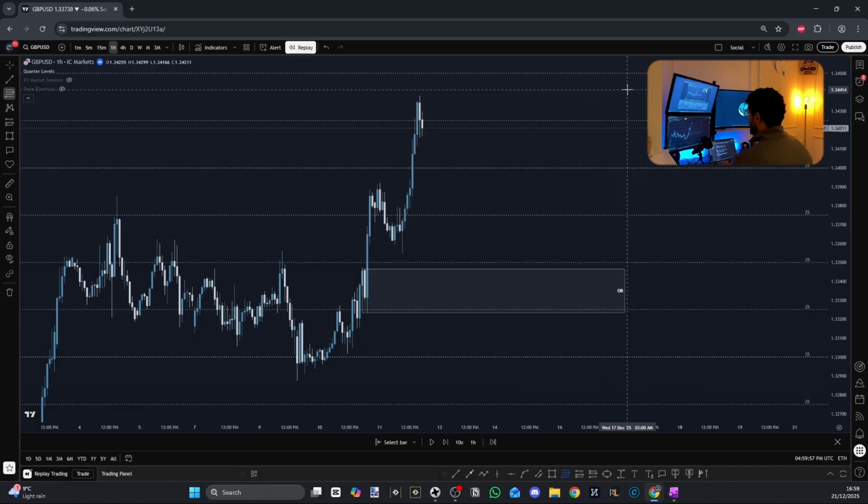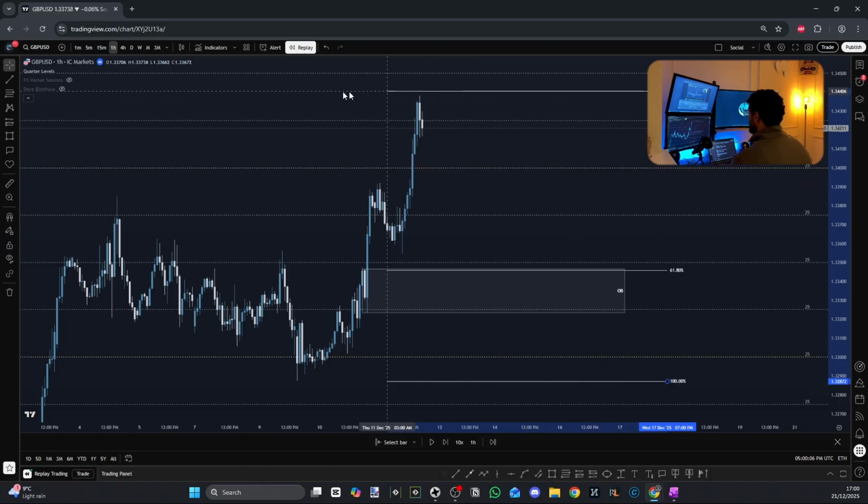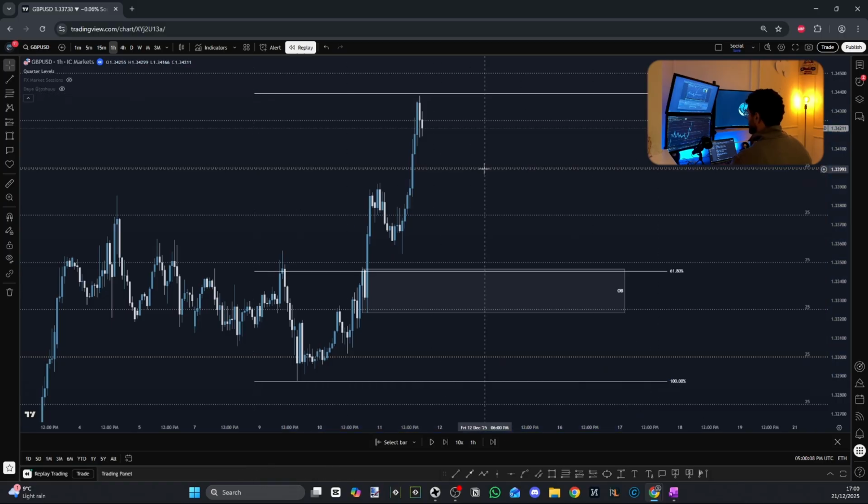And now let's also add on our Fibonacci retracement tool. Again, marking from the previous high down to the previous low of this bullish leg. As we can see, this 1 hour order block is in line with our golden ratio of 61.8%. And now the third and final concept which we spoke about was the quarter price levels.